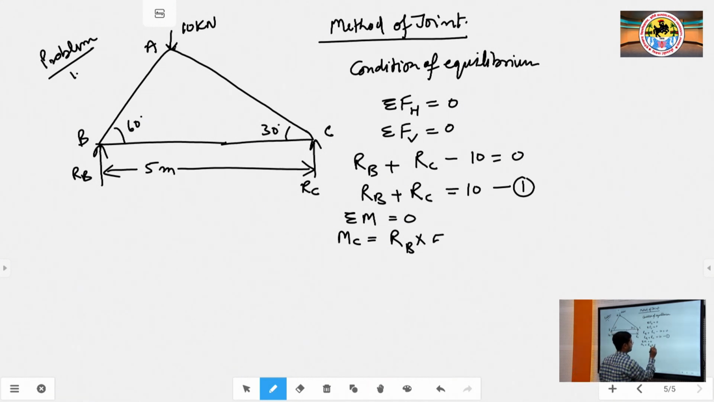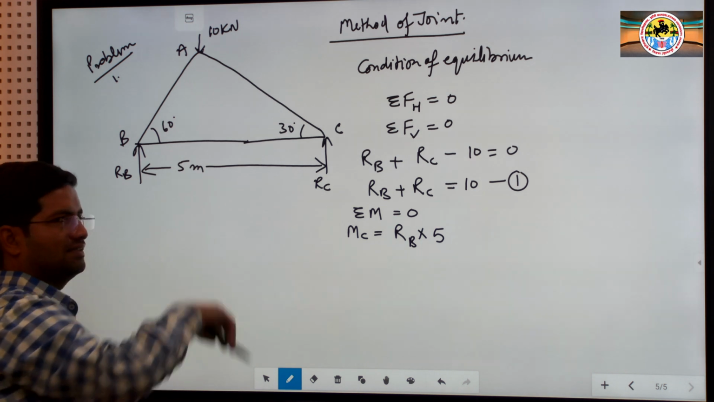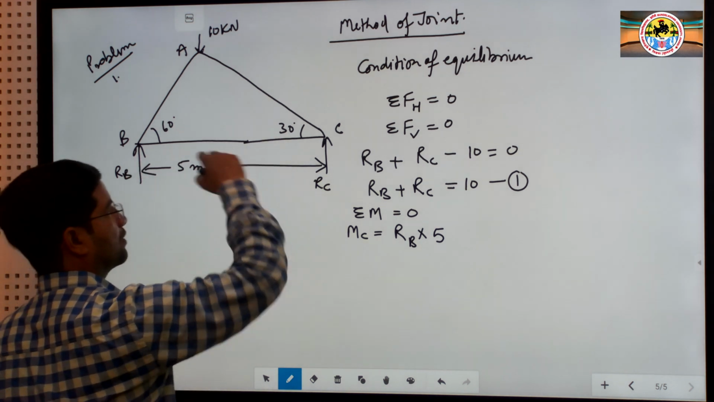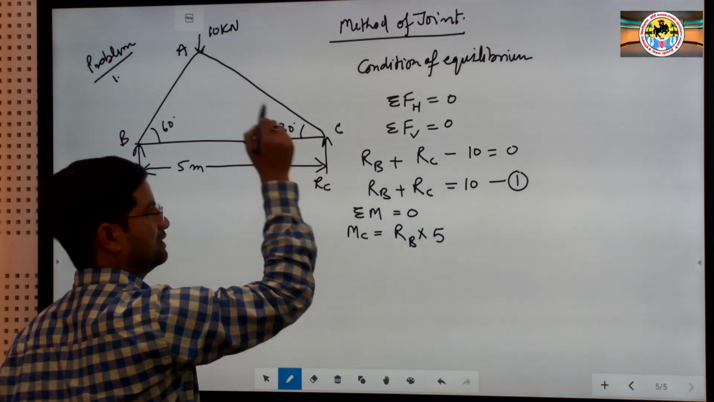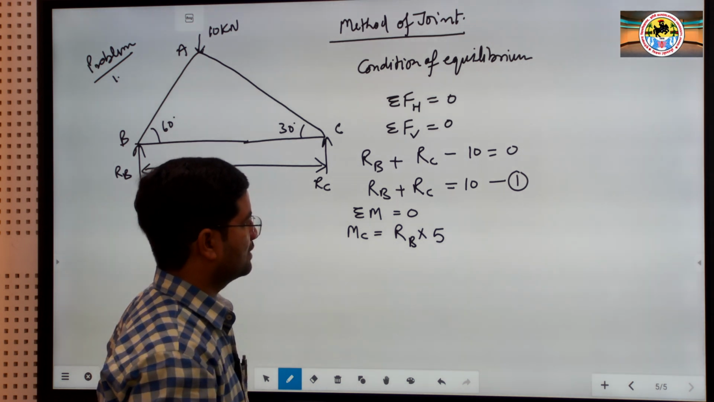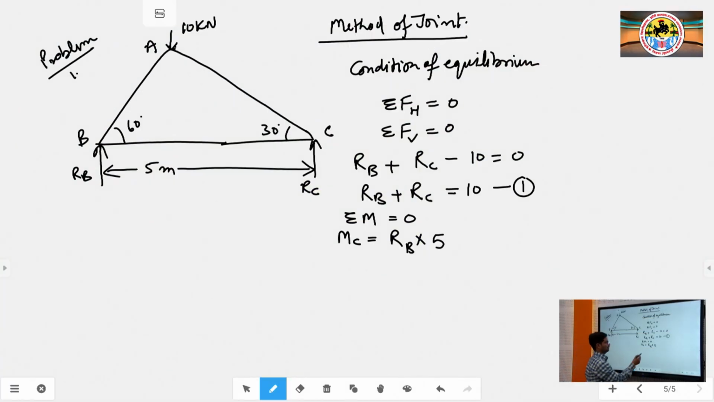So, RB into 5. Now, one more thing you have to consider is whether this moment is a clockwise or an anti-clockwise effect on the truss. The force RB is giving a clockwise effect at the point C. So, according to sign convention we consider clockwise moment as positive. So, here I am considering it as positive.